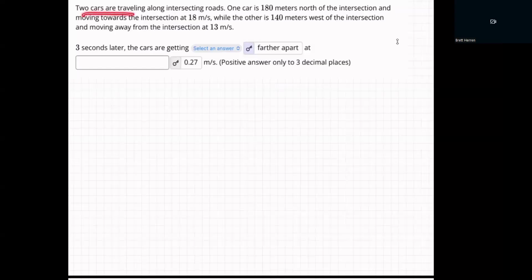Okay, in this example, two cars are traveling along intersecting roads. One car is 180 meters north of the intersection, moving towards the intersection at 18 meters per second, while the other is 104 meters west, moving away at 13. Okay. We got this big intersection thing.